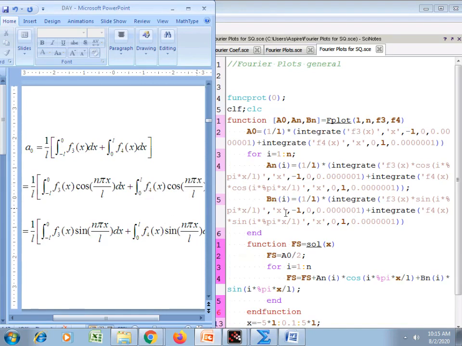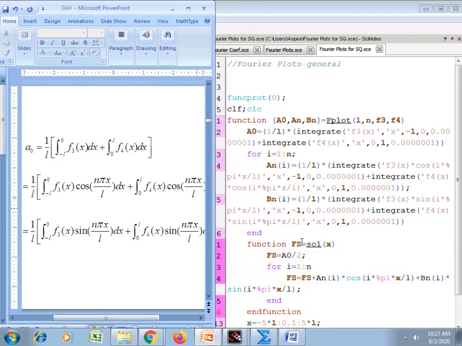Similarly, bn is equal to 1 by L into the bracket, first integral, the integrand is f3 into sin n pi x by L. Limits of integration from minus L to 0, plus the second integral, integrand is f4 into sin n pi x by L. Limits of integration are from 0 to L. Here I want this coefficient for the values of n from 1 to n. Therefore, I have used a for loop here.